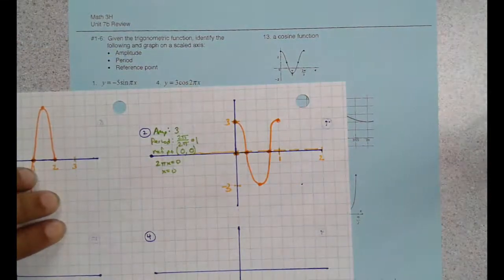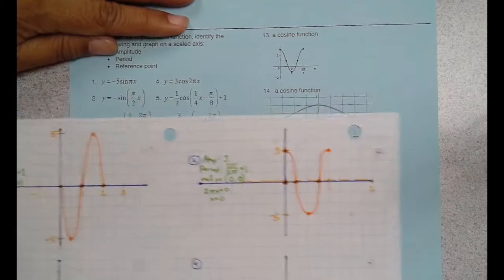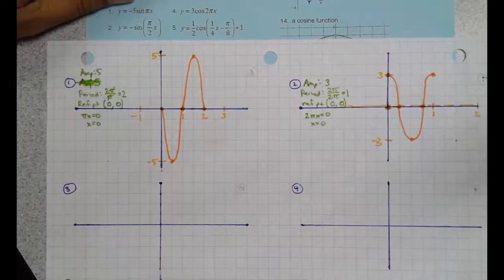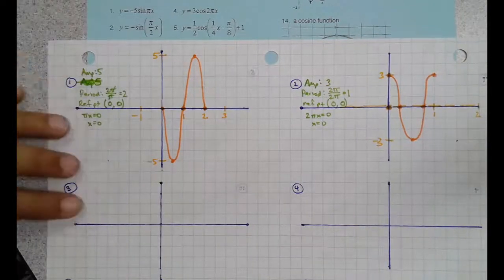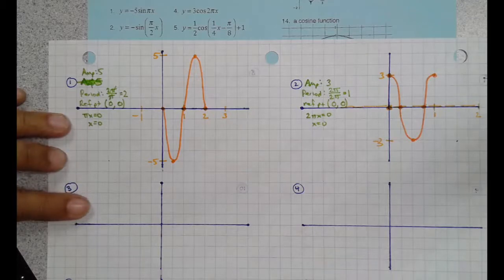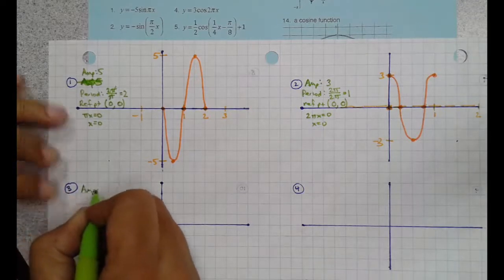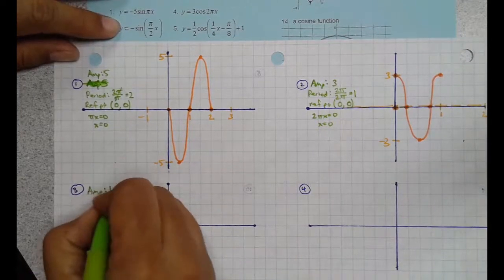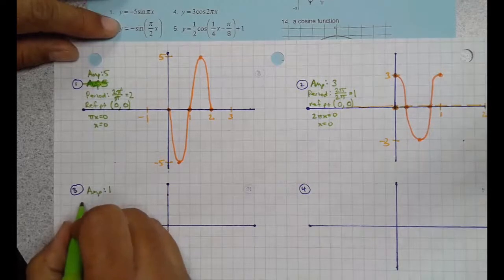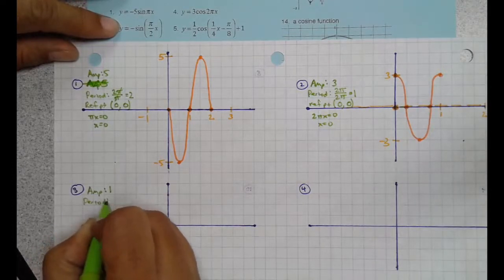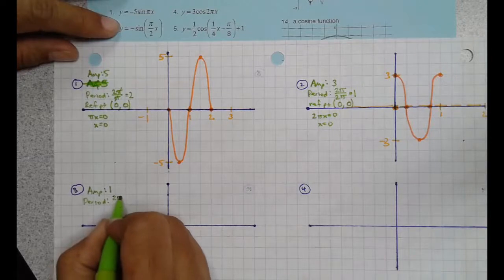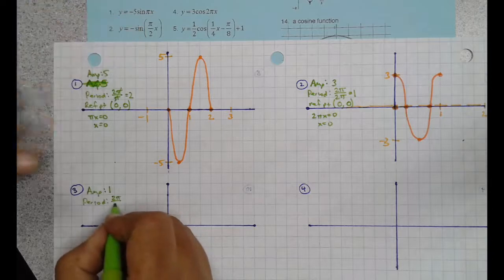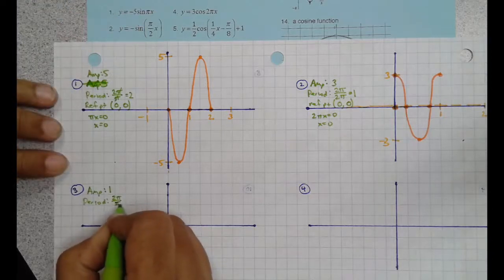Okay. Let's go ahead and take a look at the next one. So the next one is negative sine of pi over 2x. So let's go ahead and start off with the amplitude. So the amplitude is always positive, and since that has a negative there, that's really a negative 1, so the amplitude is just 1. It goes up 1 and down 1. The period, we're going to be using our 2 pi over our b, and our b happens to be pi over 2. So we have this over pi over 2.